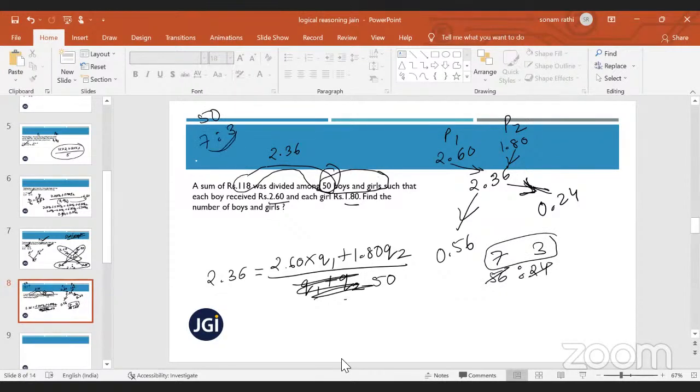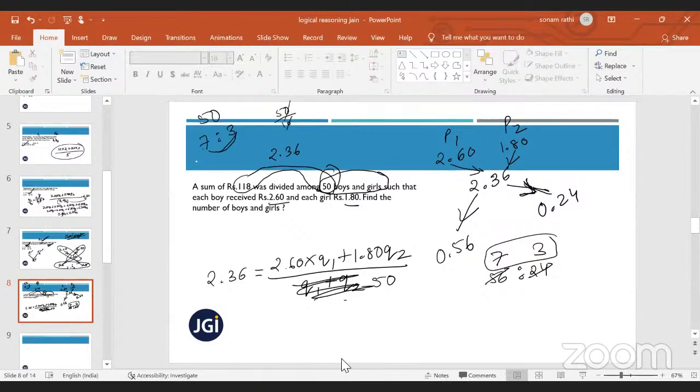7 plus 3, 10. 50 divided by 10 is 5. 5 7s are 35. 5 3s are 15. 35 boys and 15 girls. Yes or no?